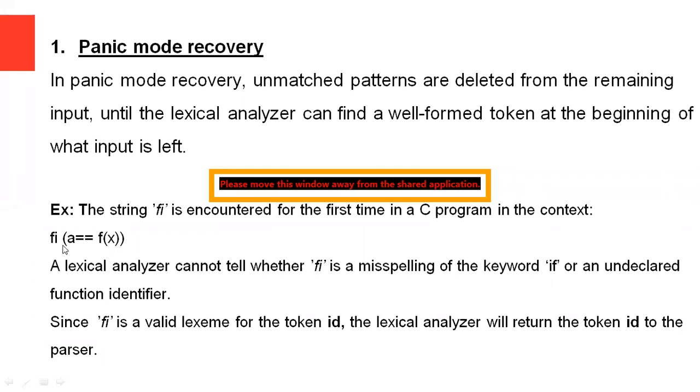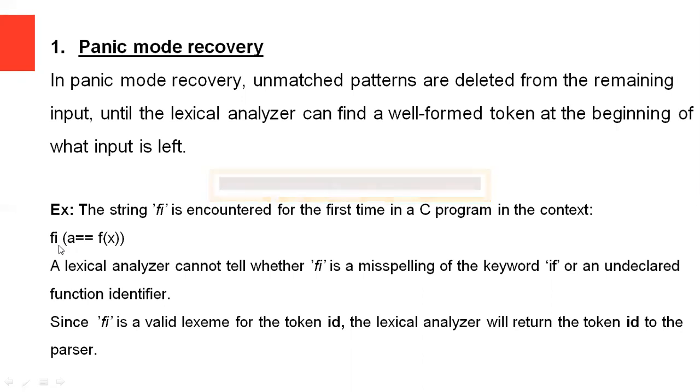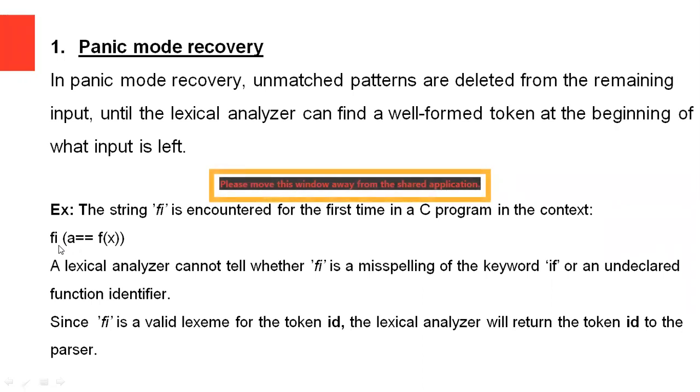So generally we can say if a equals f of x is what we write in a C program. But fi is also a valid lexeme for the lexical analyzer. Why? Because it is not specifying that fi is a misspelling. So we cannot specify this to the lexical analyzer. We can generate a token ID and attribute number, store it in the symbol table, and finally it is sent to the parser.